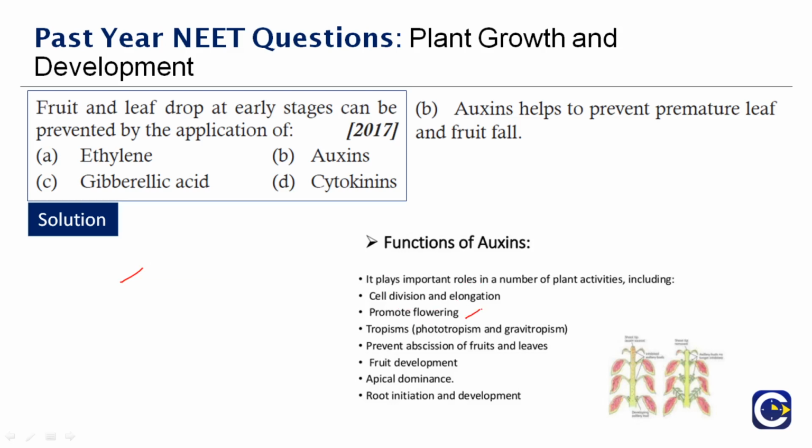It promotes flowering and tropism, where we talk about phototropism and gravitropism. It helps in fruit development, apical dominance, fruit initiation and development, and also prevents abscission of fruits and leaves. Therefore, the correct answer to this question is option B.